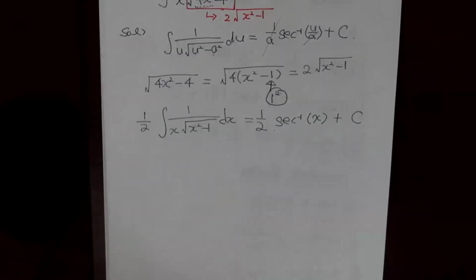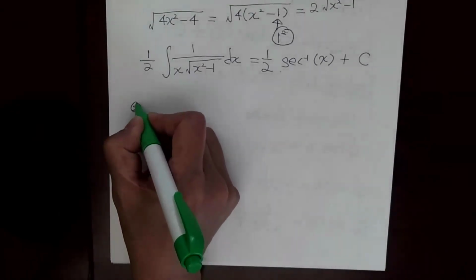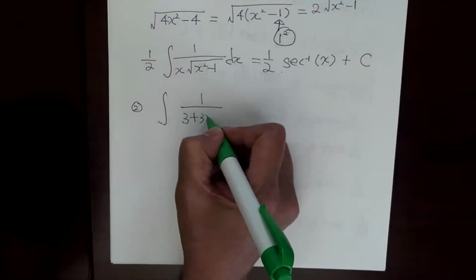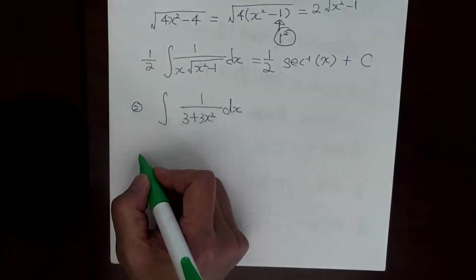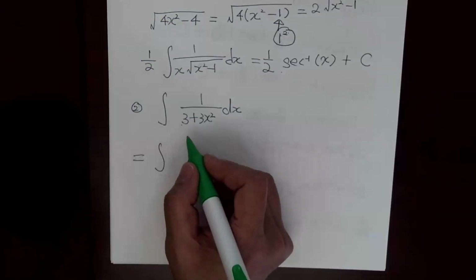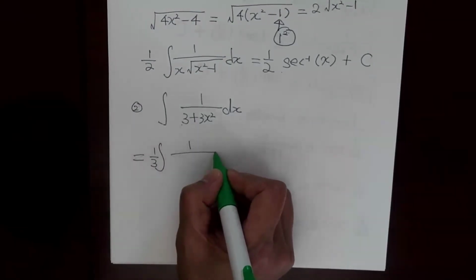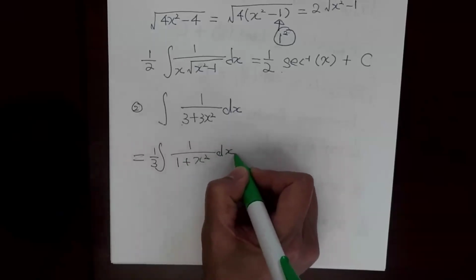The next question is also pretty similar. Integration 1 over 3 plus 3x squared dx. Both numbers are the same, so I will take that out, and then that'll be 1/3. And then I would write down 1 over 1 plus x squared dx.